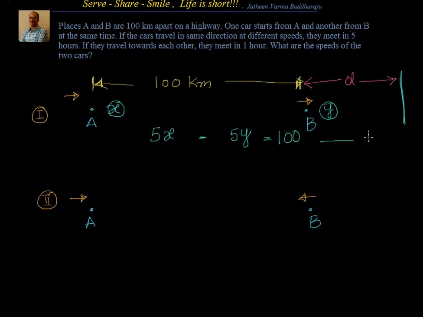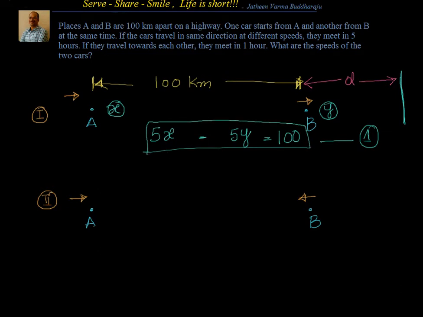This is our first equation. I'll repeat again. In 5 hours at a speed of x kilometers per hour, A travels a distance of 100 plus d, whereas B at a speed of y travels in 5 hours a distance of d. If you subtract, the difference between the distances covered by them is always 100. We know that distance is speed into time. So 5x minus 5y equal to 100 is our first equation.